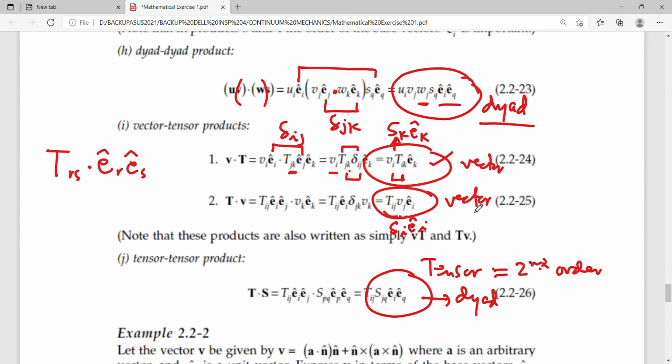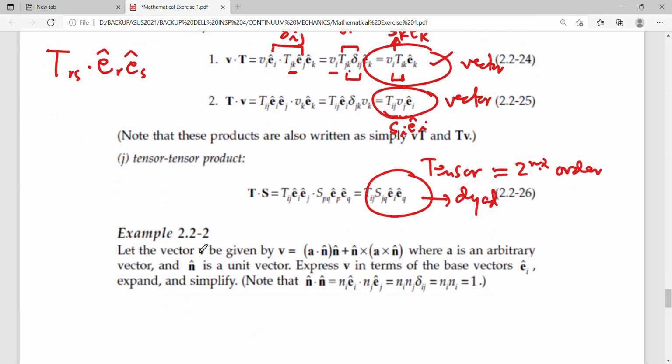So that's it for the rest of the operations. I want to discuss the example 2.2-2 in the next video, because this will give you an understanding of the epsilon-delta identity I was talking about in my previous lectures. Have a nice day, and thank you for listening.